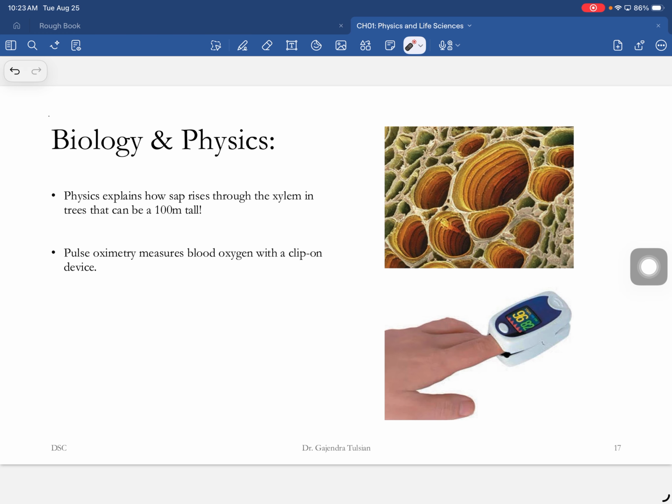Measure blood oxygen. Right. So it'll measure blood oxygen. What carries oxygen? The red blood cell. Hemoglobin binds to oxygen.